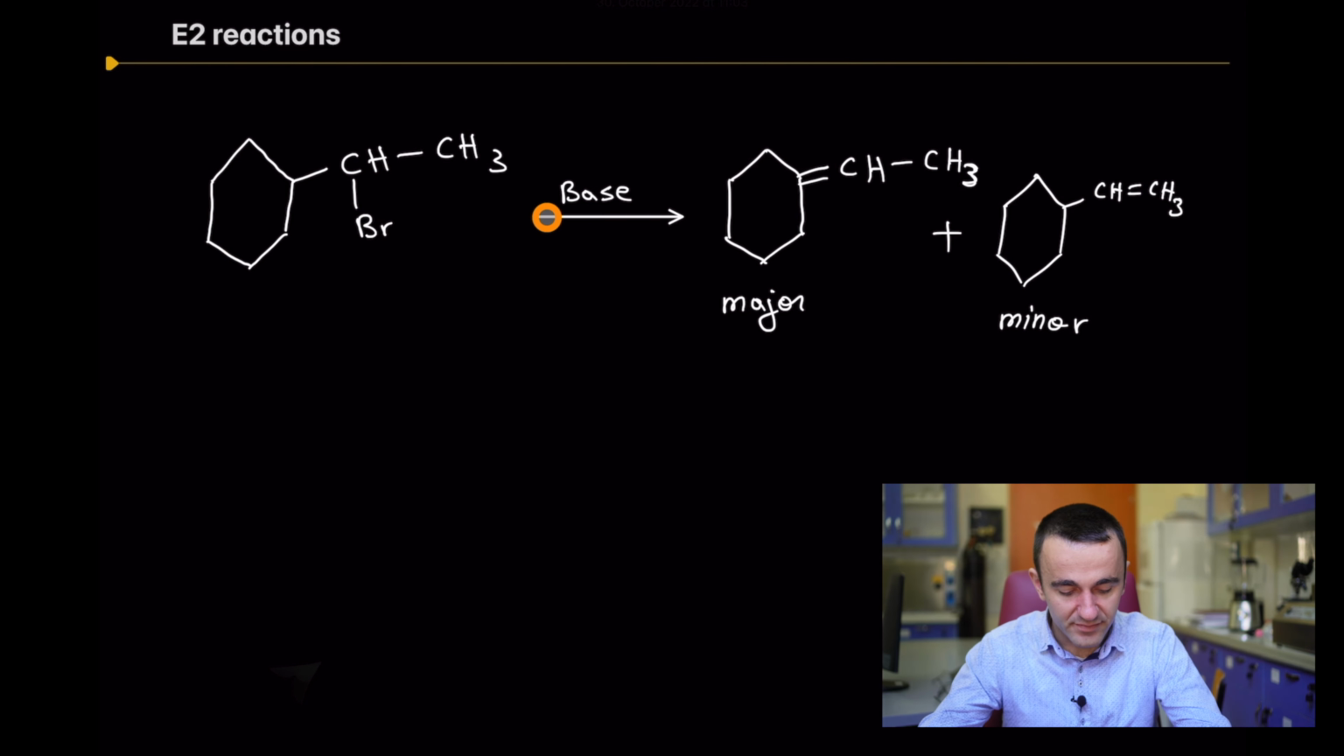As you can see here from this typical reaction with a base, the major product is the placement of the double bond at the more substituted position rather than the less substituted one. This is the major product.